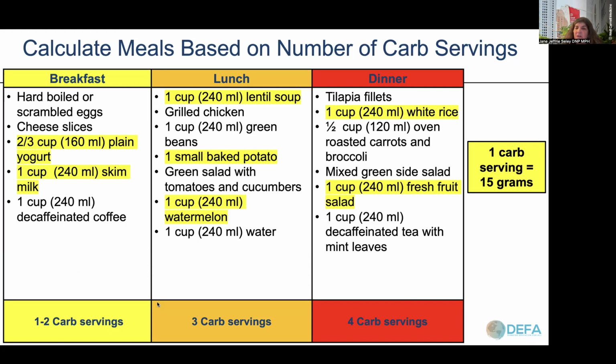This person chose fresh fruit salad. So when the fresh fruit salad is mixed with some berries and melon in combination, you can have a full cup or 240 milliliters.